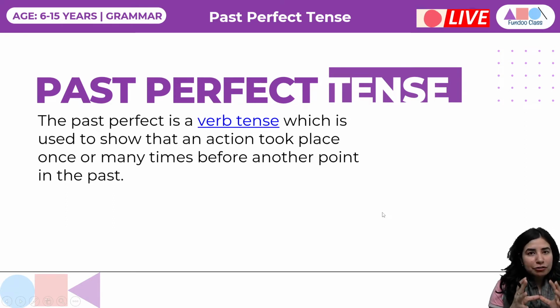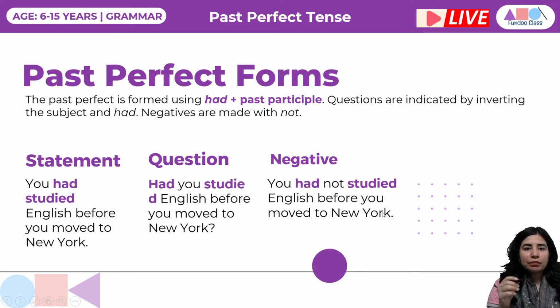Past perfect tense is used when we talk about an action that has happened before a specific time in the past. Let's consider some examples. The usage and the form should be clear. It would be had plus verb third form. Please understand verb third form is also called past participle.